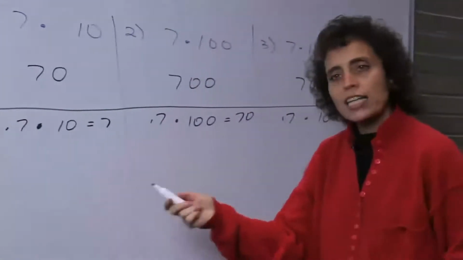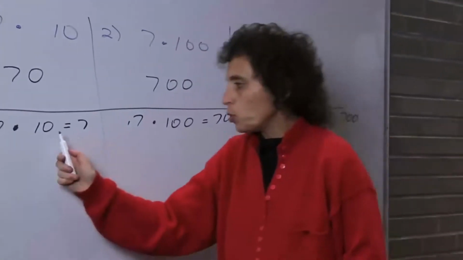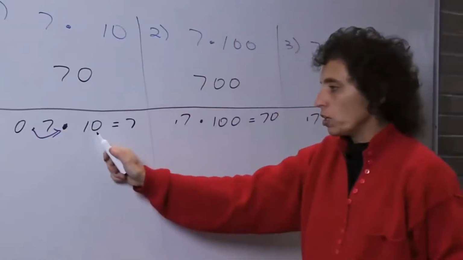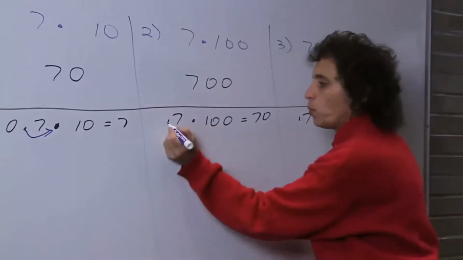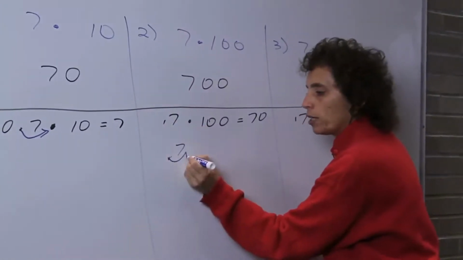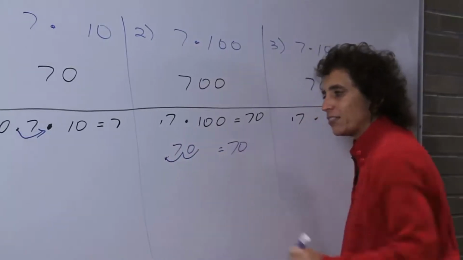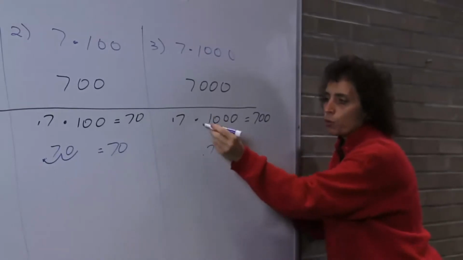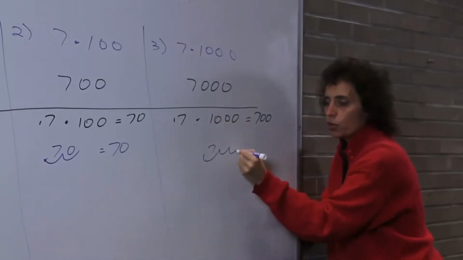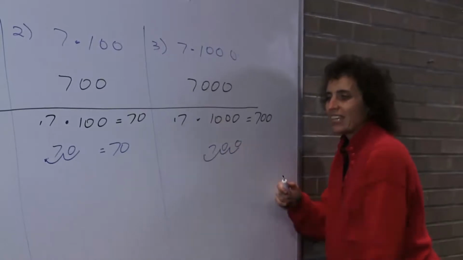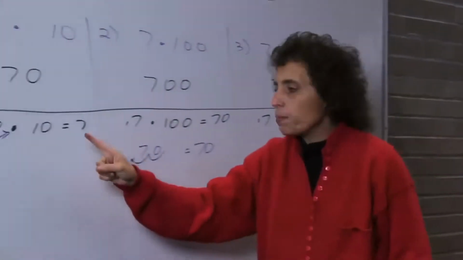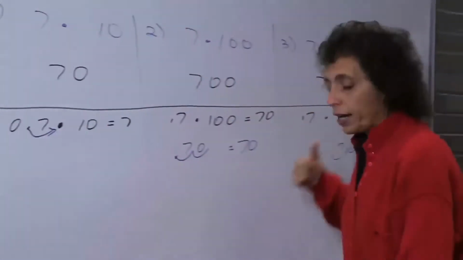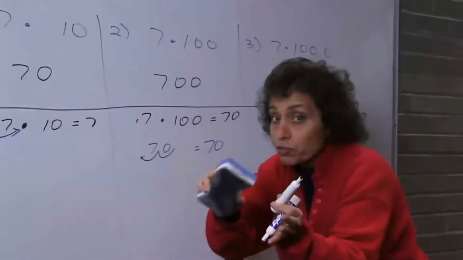What really happened to the decimal point? Well, the decimal point here moved over 1 to the right. 1, 0. 1 to the right to make that 7. The decimal point here moved over 1, 2 to the right to make that 70. Okay? The decimal point here moved over 3 to the right. 1, 2, 3. Okay? To make that 700. So all that multiplying by a power of 10 does is truly, all it does, it moves the decimal point to the right. That's what it does, by the same number of zeros you have in a number.